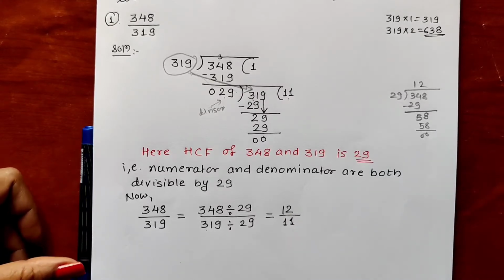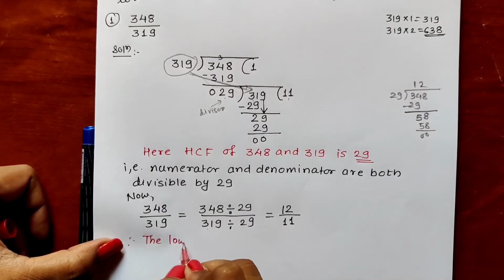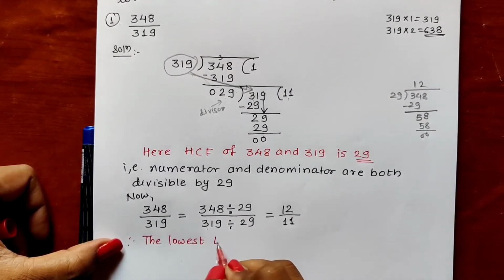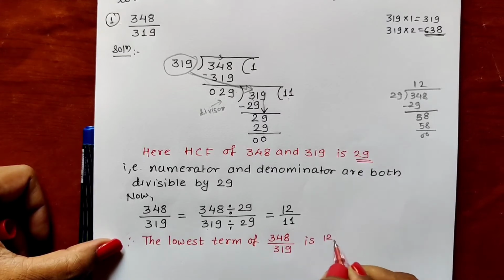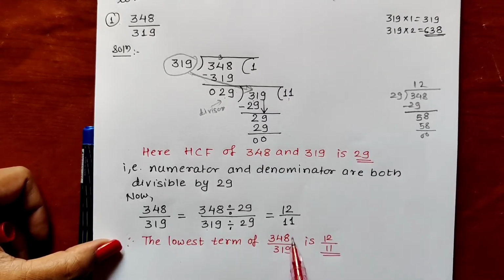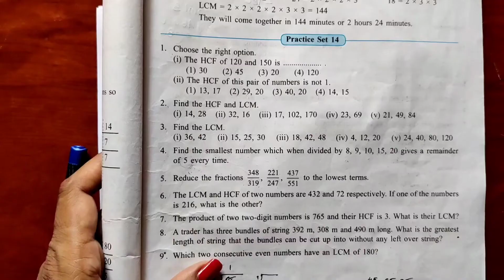So we will be writing the answer. Therefore, the lowest term (348 upon 319) is 12 upon 11. Sometimes we call it simplest form also. Lowest term and simplest form is meaning is same. Now let us see second sum.